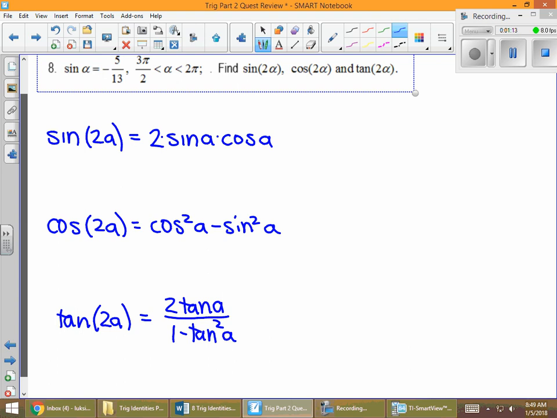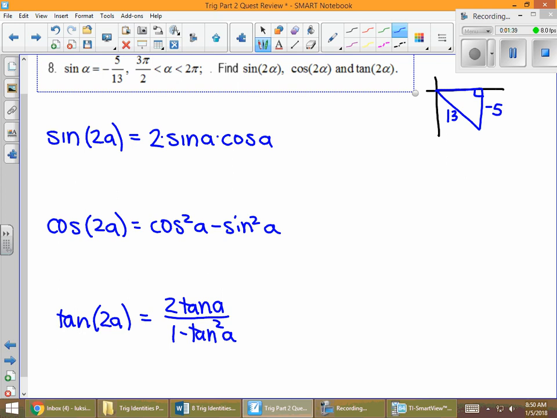radicals with this problem. I guess we haven't found our triangle yet, but so 3 pi over 2 and 2 pi. So our angle A is between 3 pi over 2 and 2 pi. So that means quadrant 4. Sine gives us opposite over hypotenuse. Our hypotenuse is 13. Our opposite here is going to be negative 5.